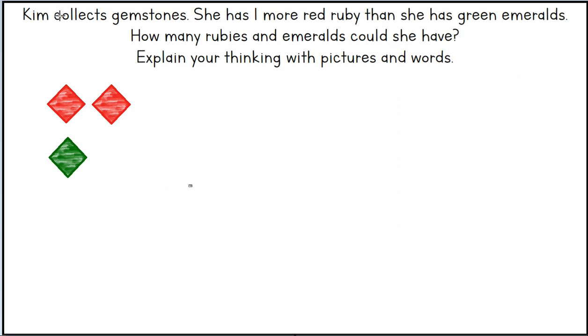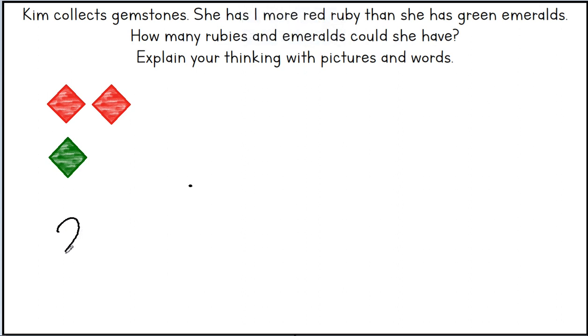So let's see. Kim collects gemstones. She has 1 more red ruby than she has green emeralds. So here's the extra ruby. Again, I'm putting them underneath each other just to see where the empty space is, to make sure I just have 1 extra red ruby. All right, so now I'm going to explain my thinking with words. Okay, I have 2 rubies. Oop, I forgot to get my pen. I'm sure you guys are laughing at me in this technology, aren't you?